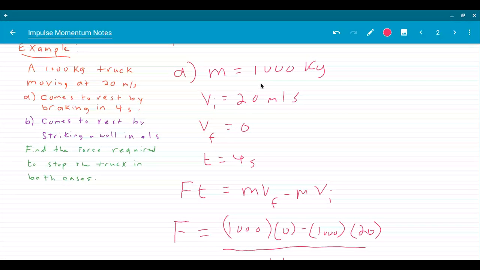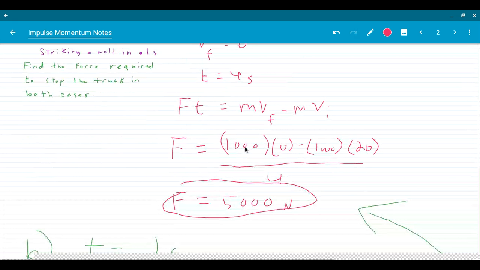And we see we have a mass equal to 1,000 kilograms, an initial velocity of 20 meters per second. And in both cases, we're going to have a final velocity of 0. We're going to come to a stop. But the big difference is the time. In typical braking, it'll take a few seconds to stop. So in this case, it's going to take 4 seconds in part A for the truck to stop.